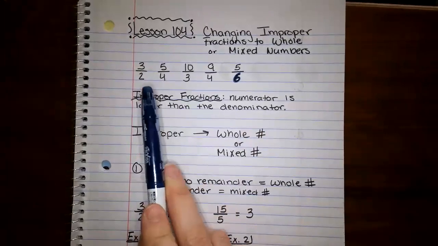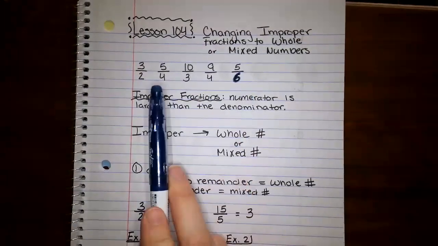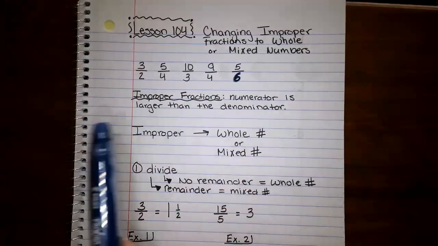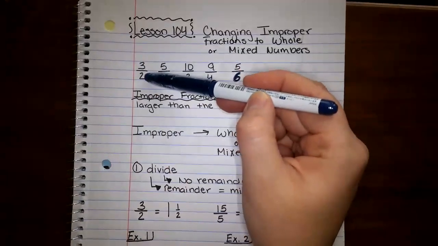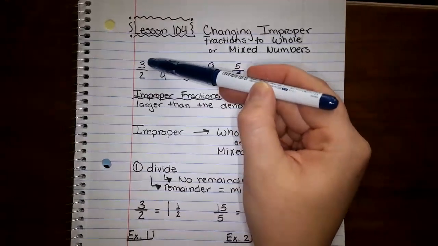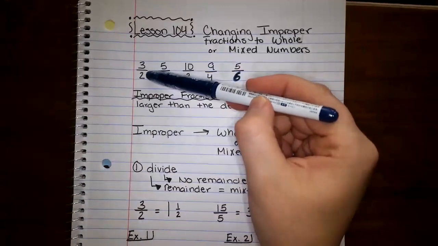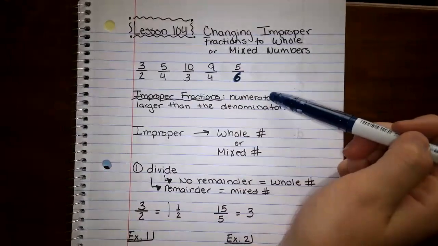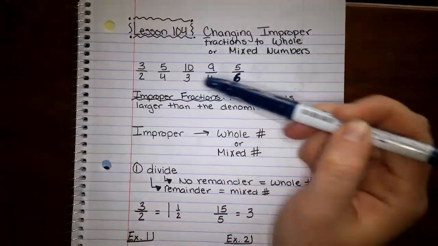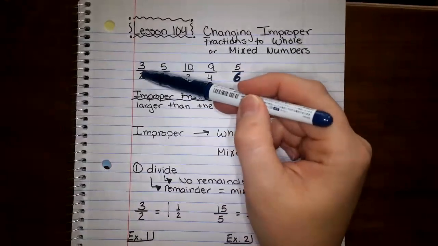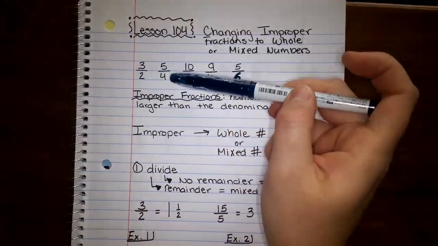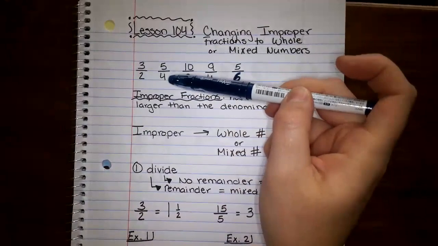So up here we have all different improper fractions. Now we're talking about how when the numerator is bigger than your denominator, 3 is bigger than 2. Remember, your top number is your numerator, your bottom number is your denominator. So a numerator that is larger than your denominator makes this an improper fraction. 3 is bigger than 2, so this is an improper fraction. 5 is bigger than 4, that is still an improper fraction.